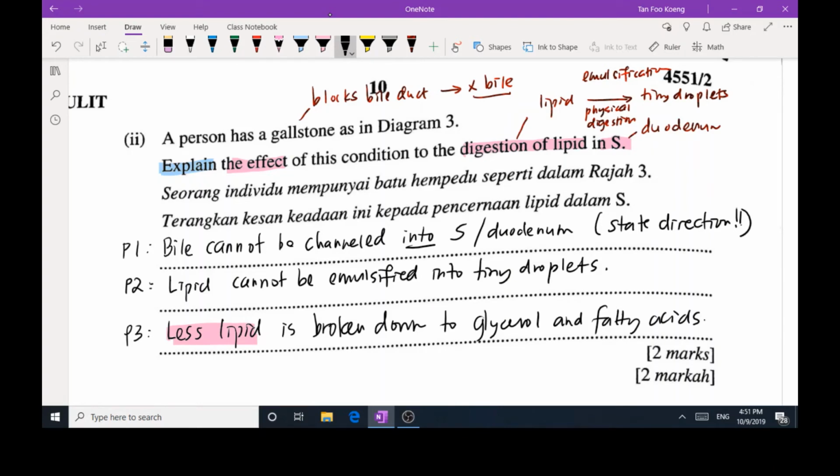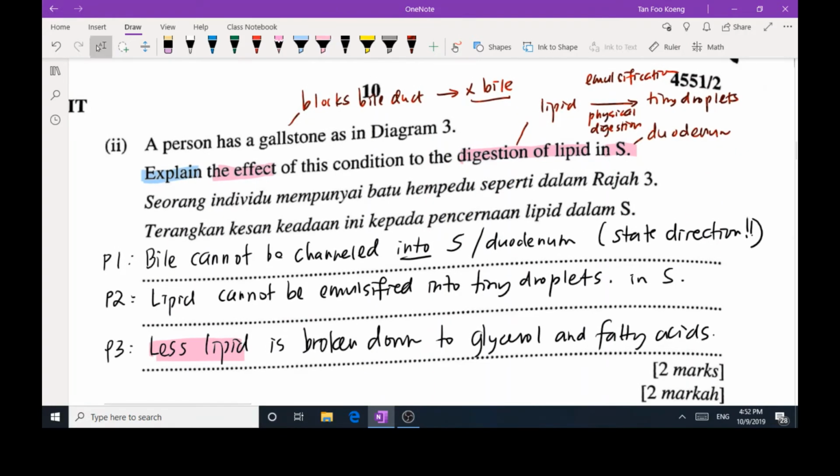So bile cannot be channeled to S. So that's why lipid cannot be emulsified into tiny droplets in S. So it explained our statement just now, which is less lipid is broken down to glycerol and fatty acid. As you can see here, basically the answers are given in the question. So if you know how to read the questions, it will help you to write your answers. Please identify every task word and keyword in the questions.